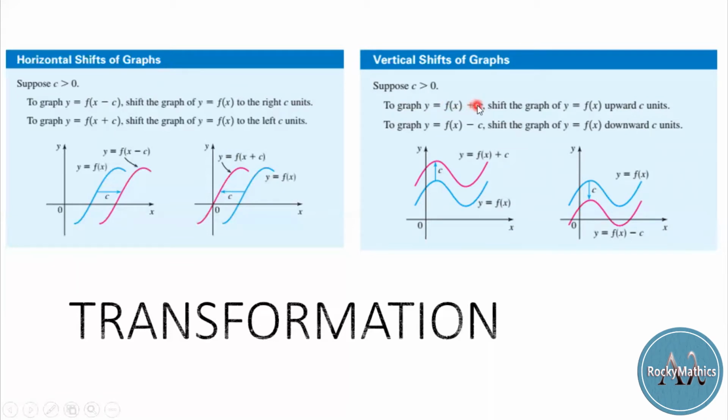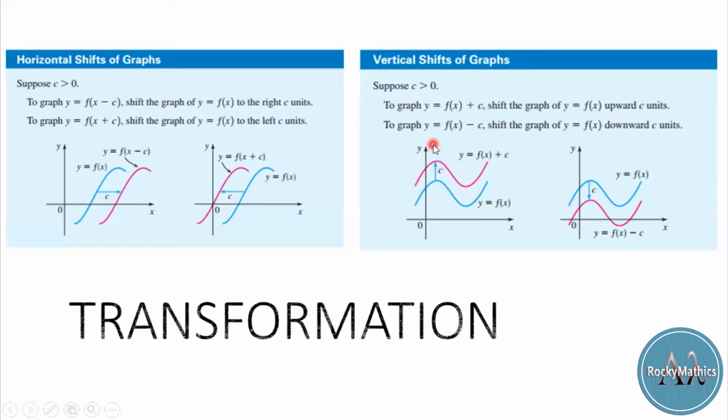The constant c is outside the function f(x). So if it is positive, all we have to do is to shift the basic function c units upward. Now, the illustration is this one. Suppose this is the graph of y = f(x). To graph y = f(x) + c, all we have to do is to shift this graph c units upward.